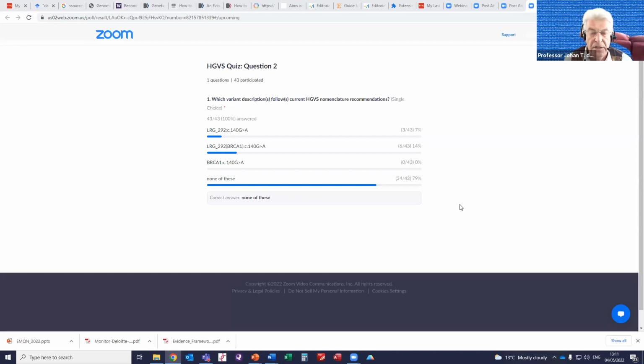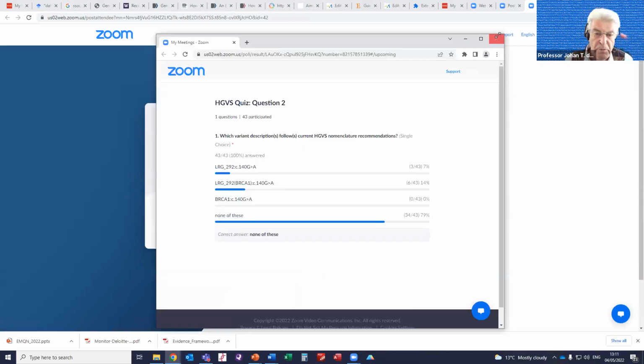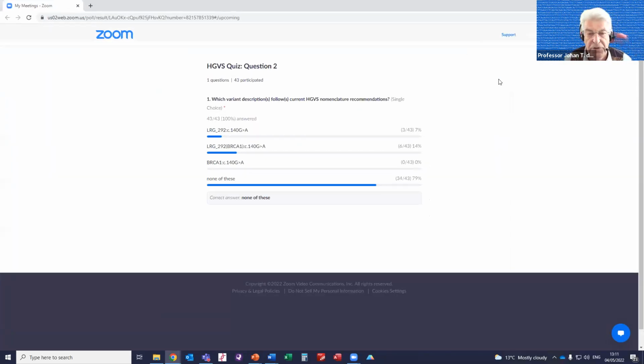In the first case, there is no transcript identified, so you cannot use a C dot description when, for the LRG, you don't indicate the transcript that was used. Adding BRCA1 is not correct. That's not a transcript either. Using BRCA1 is like in the first question, it's a gene symbol, so also not specific. So that's why, again, none of these is the correct answer.